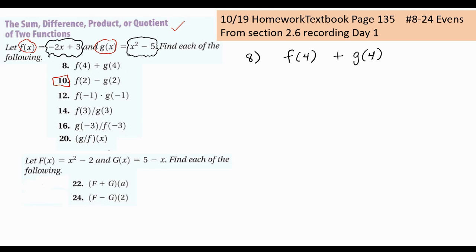So if you need a little support, we're going to do number 8. You're going to write down the f function first. So that would be -2x plus 3. And we're getting that again from over here where it says the f function is defined, right? And then we're going to put in the g of x function with an add in between.